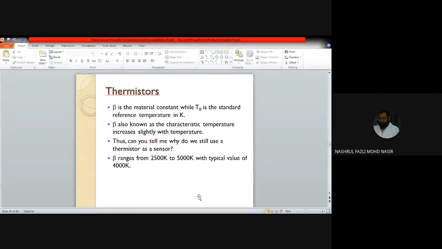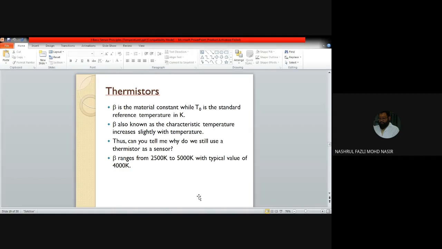While thermocouple is measured where we use degrees Celsius, here we use Kelvin. Beta is known as the characteristic temperature, and it increases slightly with temperature.